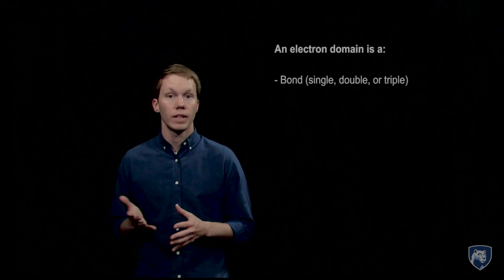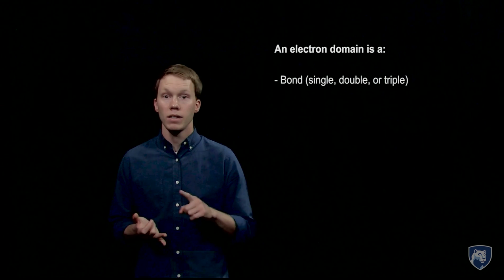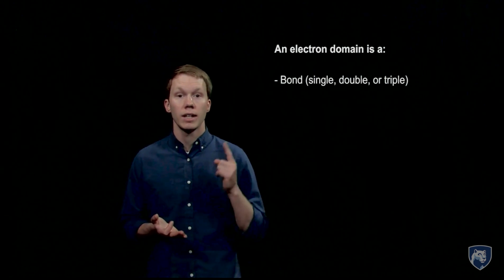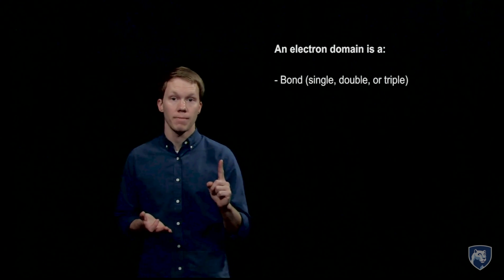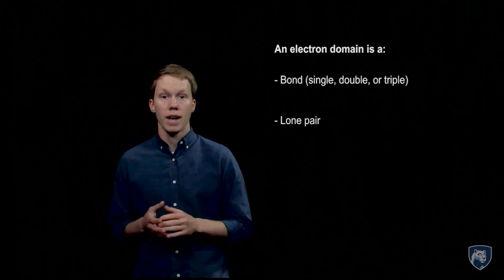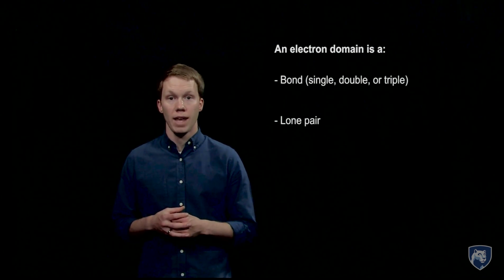But first, we need to understand what exactly is an electron domain and how to determine the steric number about a central atom. An electron domain is either a bond, which can be a single bond, a double bond, or a triple bond. Each of those types of bonds counts for one electron domain. It can be a lone pair. A lone pair would represent one electron domain.